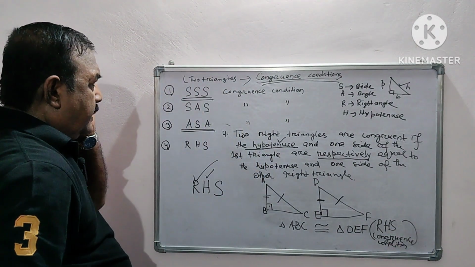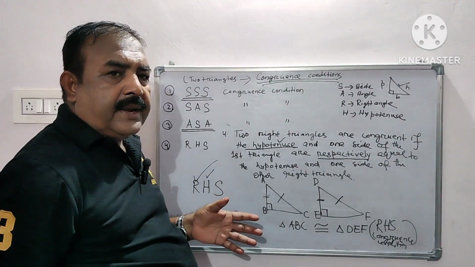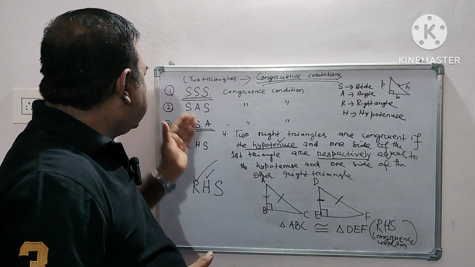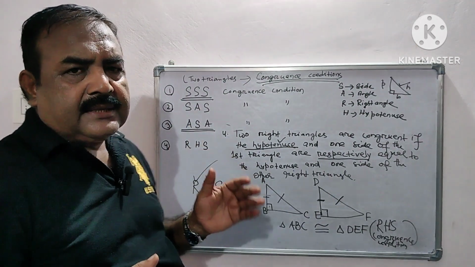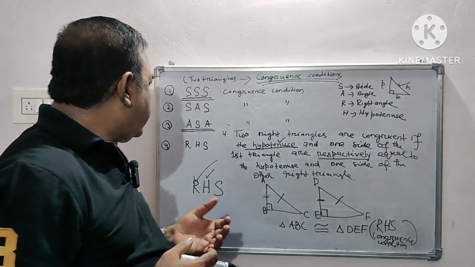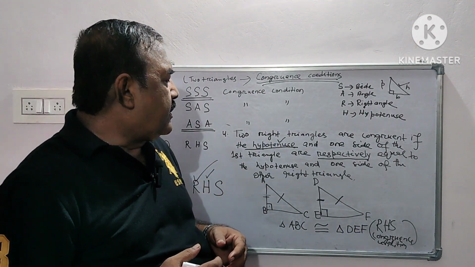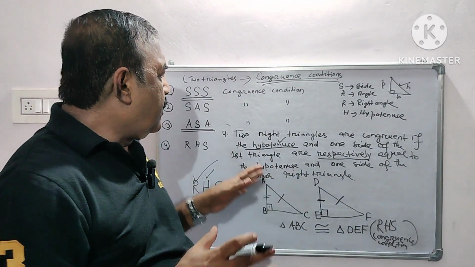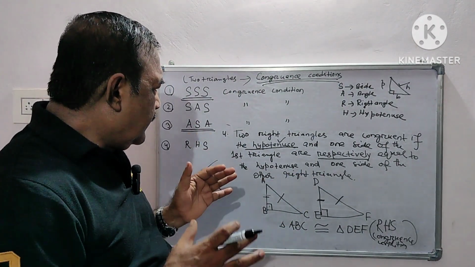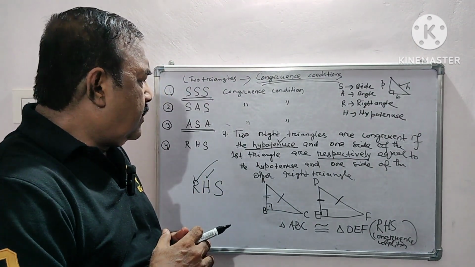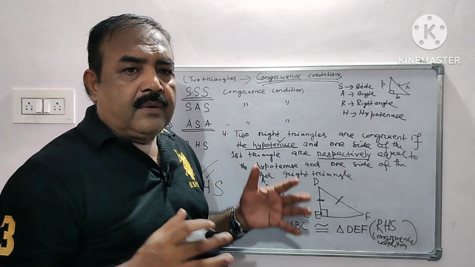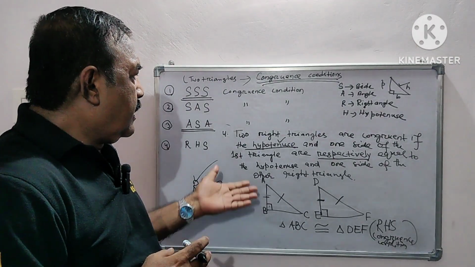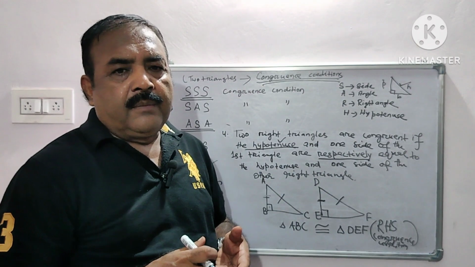So it is about the congruence of triangles for standard 7 and the SSS congruence condition, SAS congruence condition, ASA congruence condition and RHS congruence condition. So you have to follow this and be fundamentally clear how to write in order when you are mentioning the letters in case of congruence of triangles. So I end my topic here and we will meet in the next class.